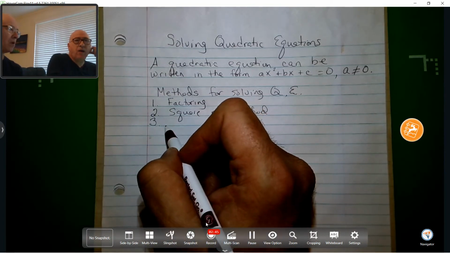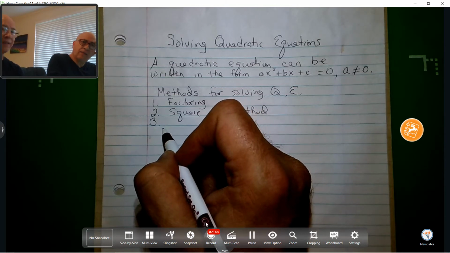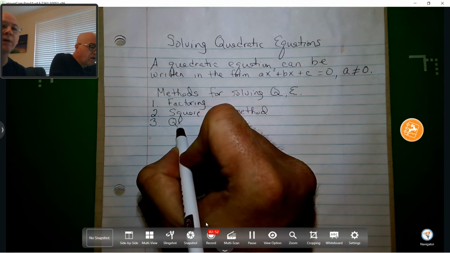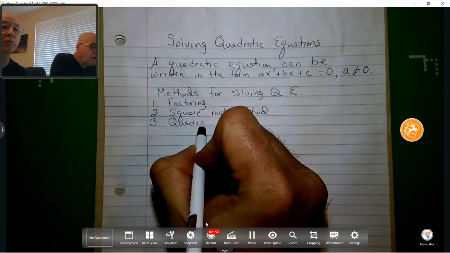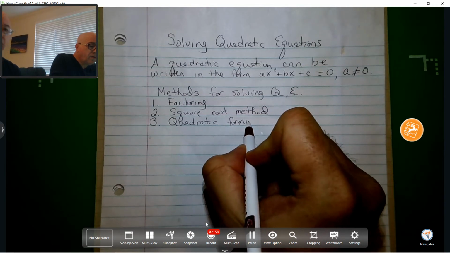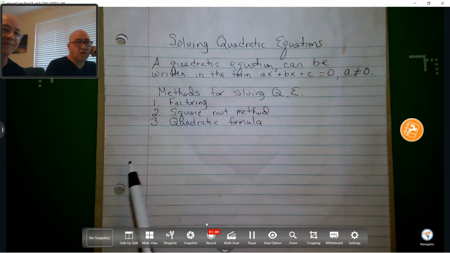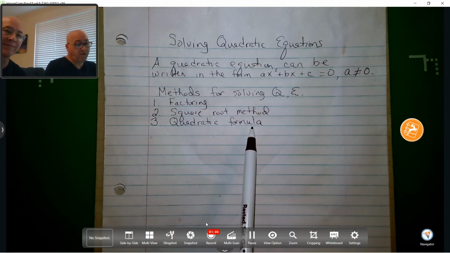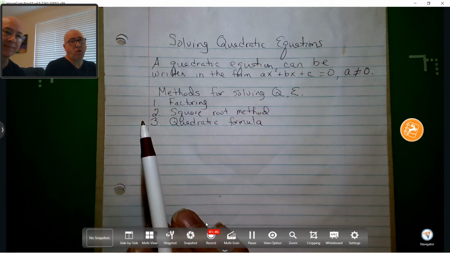Completing the square, you might have seen that in another class, but we're not going to do that today. It works so much better to introduce that with circles. So we're just going to delay completing the square until we get to circles. And then the third method we'll see today is quadratic formula. Okay, the quadratic formula can solve any type of quadratic equation.